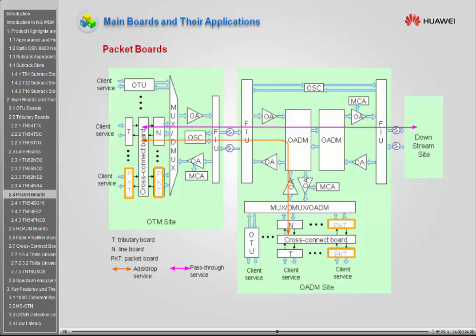They provide a great variety of MPLS TP OAM and ETH OAM methods and support bandwidth management using quality of service. The packet boards newly added in V100R007C00 include TN54EX2, TN54PND2, and TN54EG16. Next, let's learn about these boards.